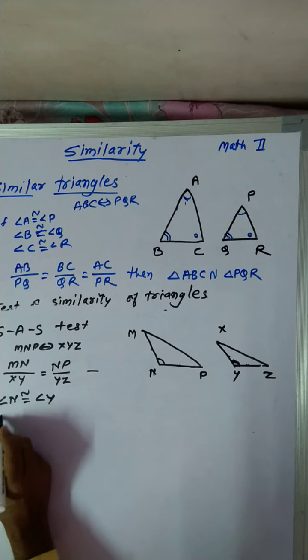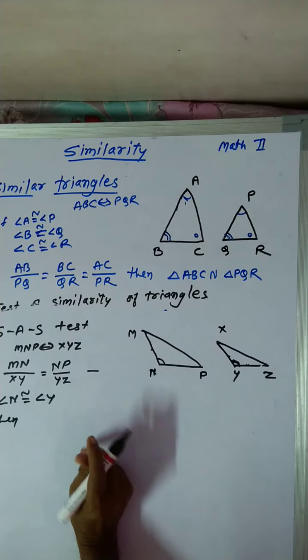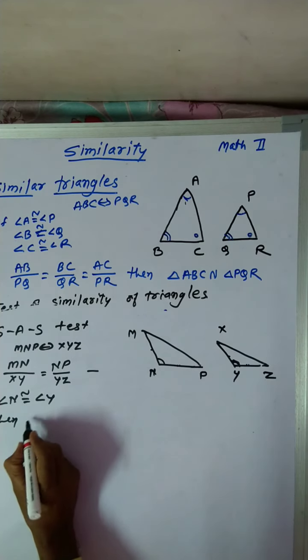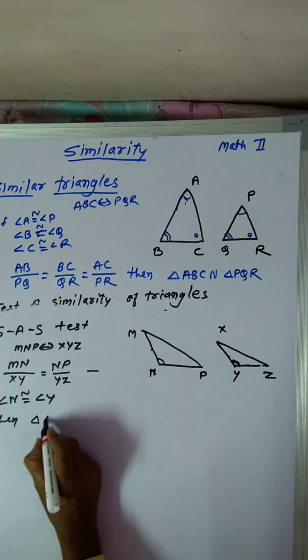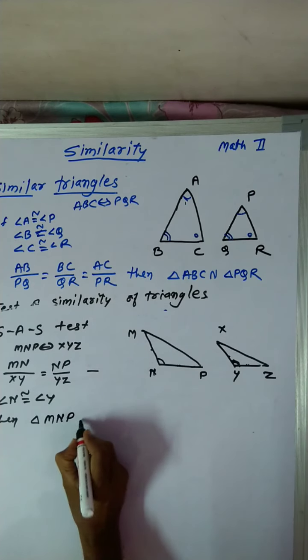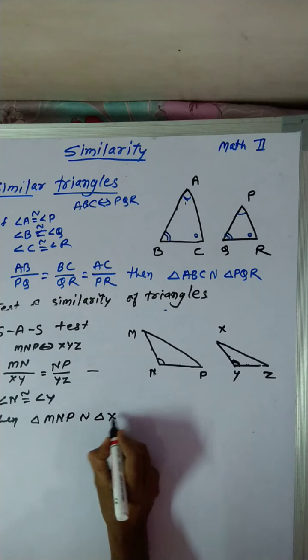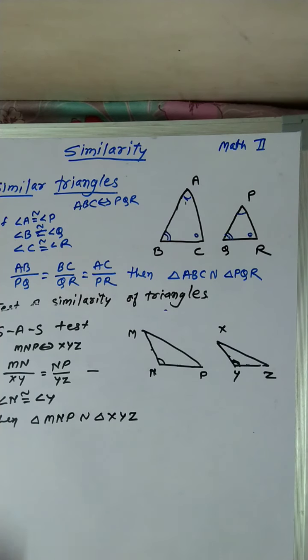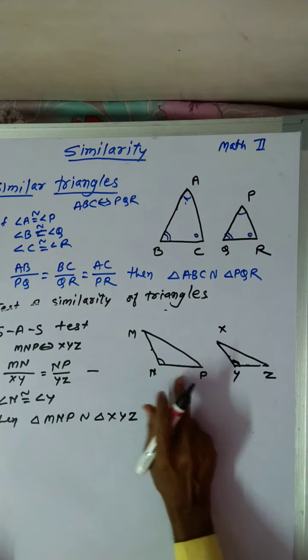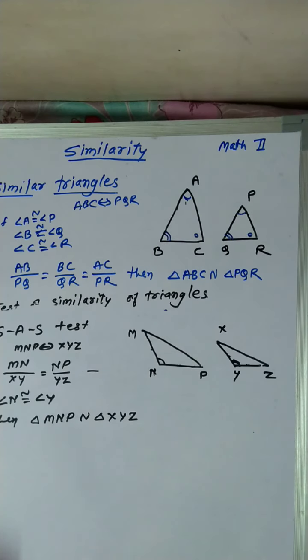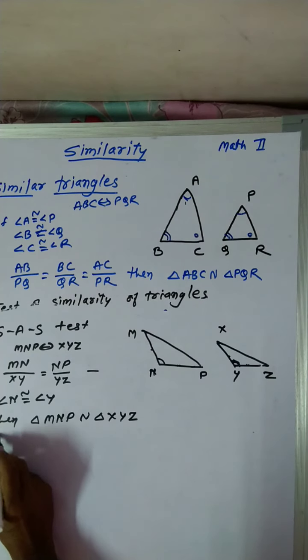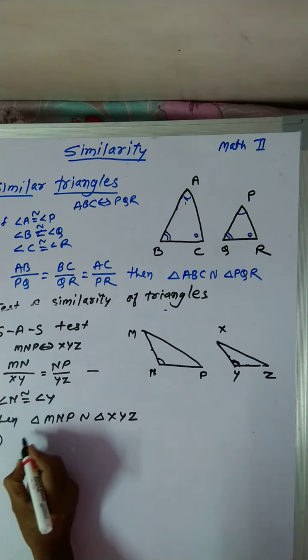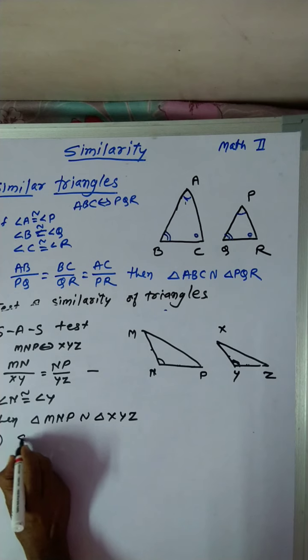Then these two triangles are similar. Then triangle MNP is similar to triangle XYZ. This is called the SAS test. Here, two sides and the angle between them are given. And the third test is called the SSS test.